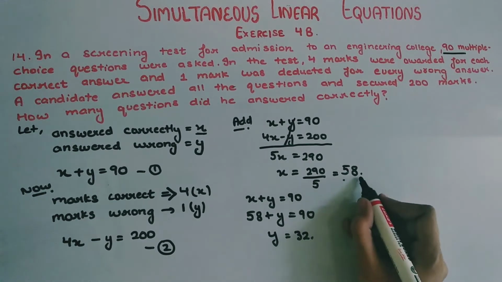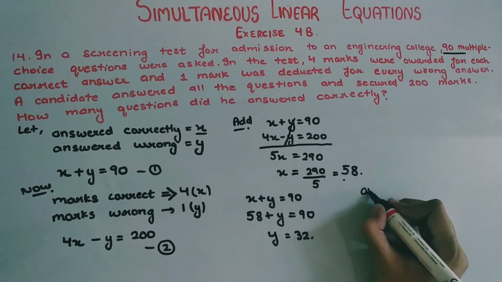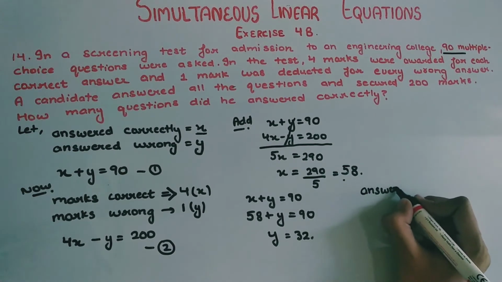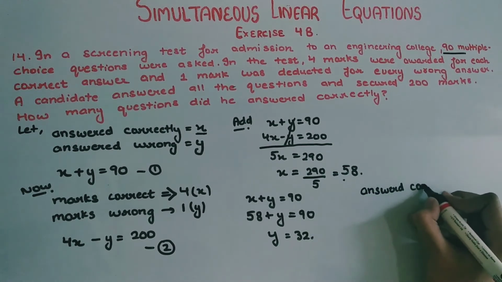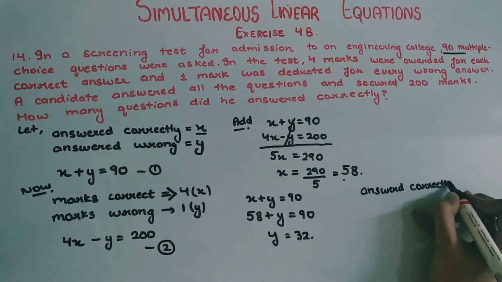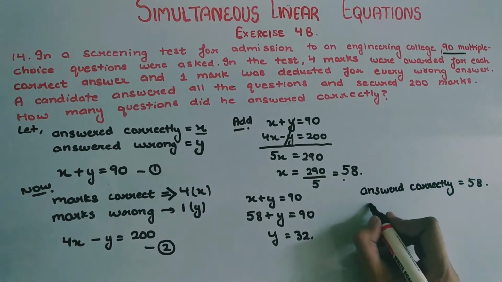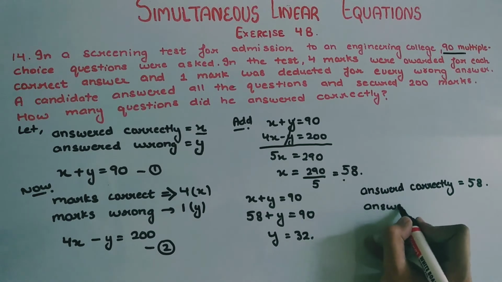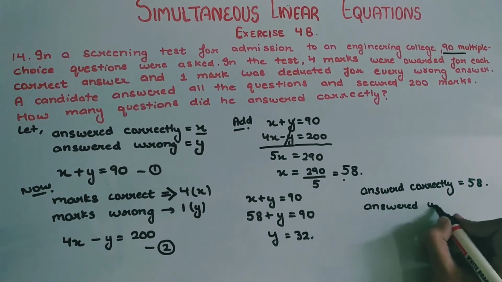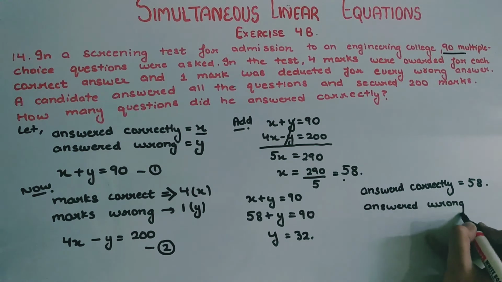x was the number of questions answered correctly. It means the number of questions that are answered correctly is 58, and the number of questions that he answered wrong is 32.